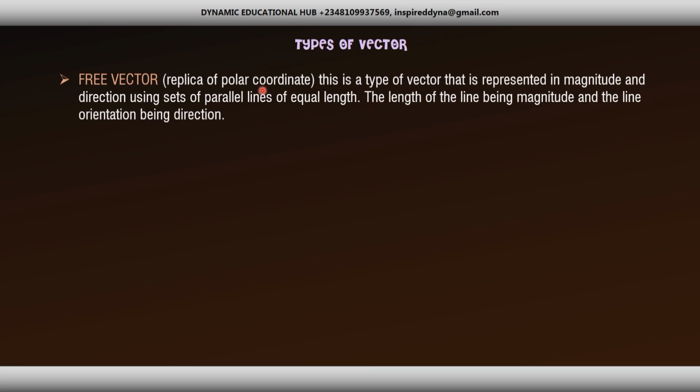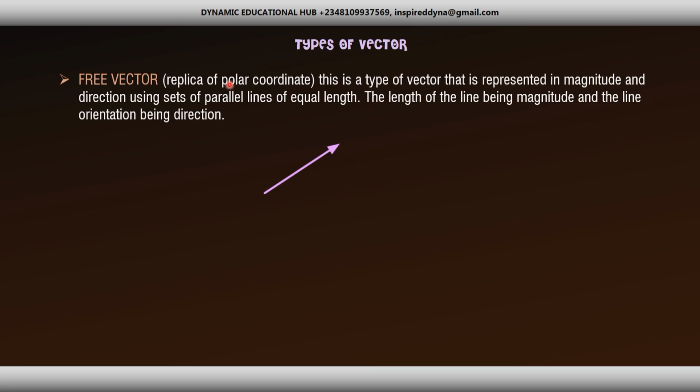Now, free vector is representing vector using a diagram. So not just a diagram, it is using a line with arrowhead. Now, in this type of vector, we represent the magnitude and direction of that vector using set of parallel lines of equal length.